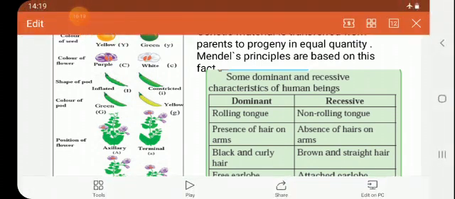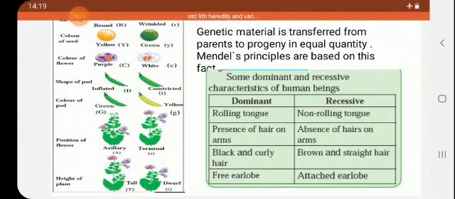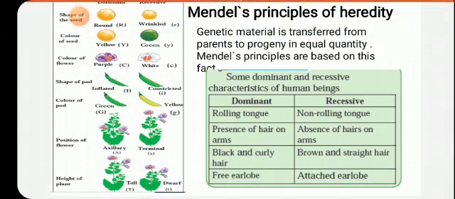For that he studied the monohybrid cross, meaning by taking only one character, and how the next generation is produced. After that he studied two characters, and accordingly he made it clear what type of progeny will be formed.